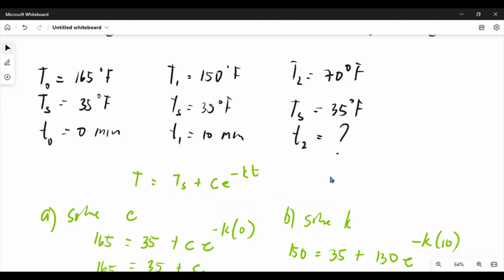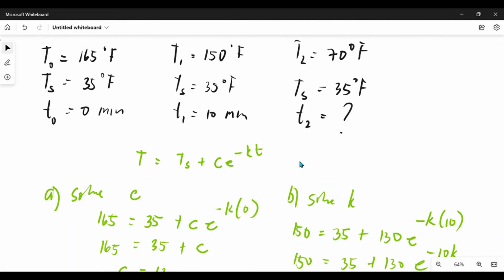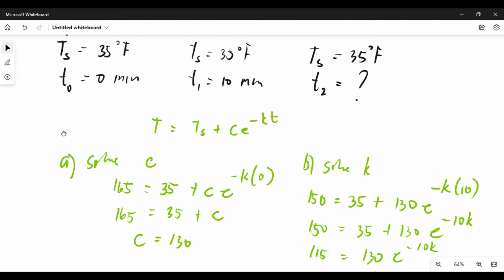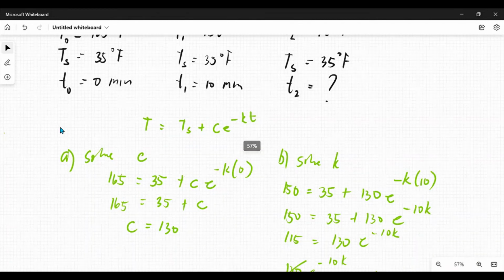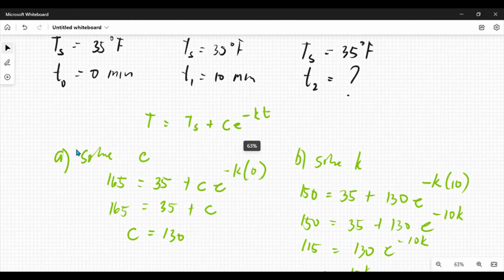Now, you recall that we derived the second formula for Newton's law of cooling, that is T, the temperature of the object at a particular time, equal to T sub S, the temperature of the surroundings, plus C e raised to negative kt. Recall that we were able to derive this formula using a first order linear differential equation. The first thing that we need to do is to solve for C, and we can only solve C using the first set of data.